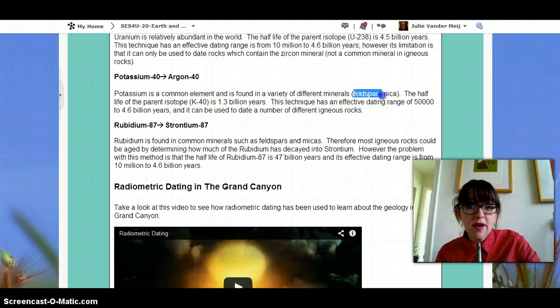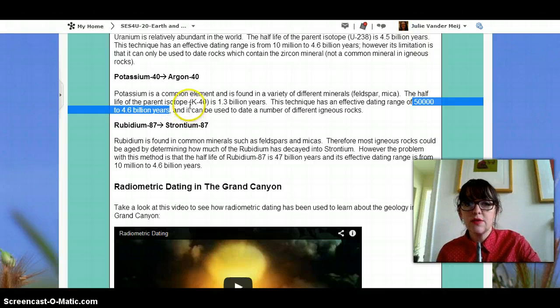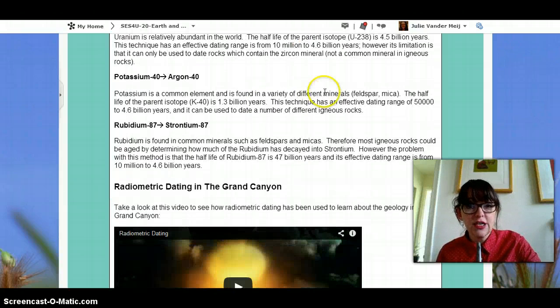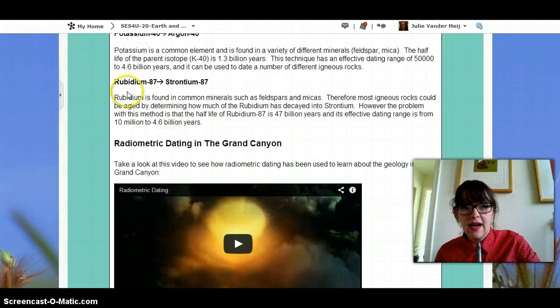Potassium in feldspar and mica, it's found in igneous rocks. It has a date range of 50,000 to 4.6 billion years. So potassium is really versatile, spans a long range of time, taking us from the end of that carbon-14's limitation all the way to the beginning of the solar system. So really useful isotope.